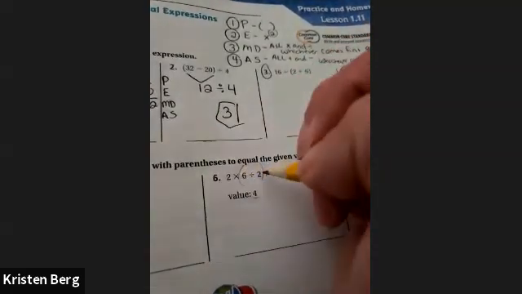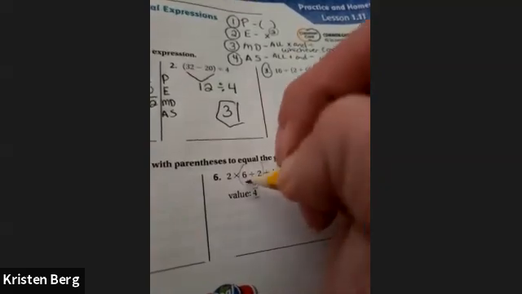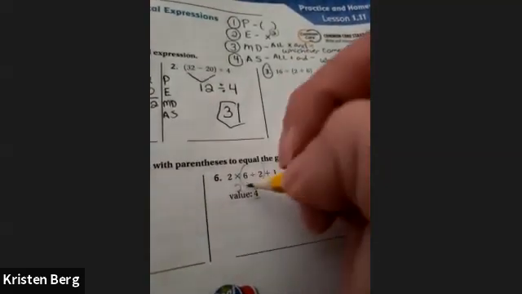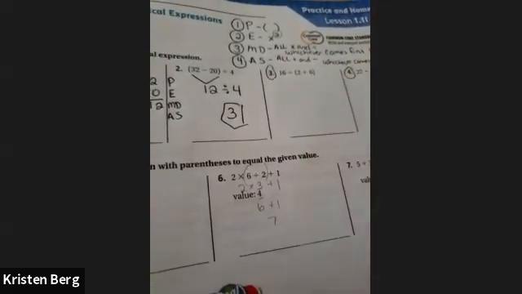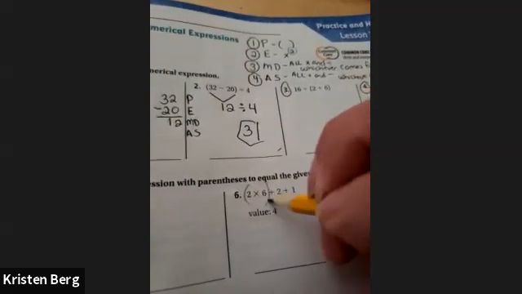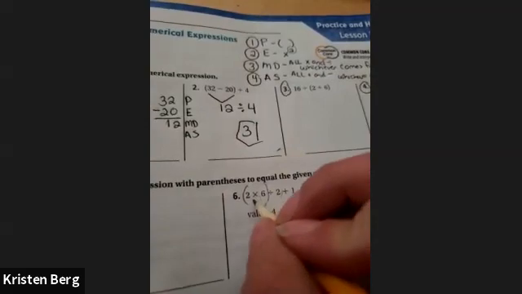So 6 divided by 2, that is 3. Then I'm going to times it by 2, then add 1. This is 6 now, plus 1 is 7. Oh, that is too high, so that's not right. So now I'm going to try putting it around here. So let's see if this works. So 6 times 2 is 12.